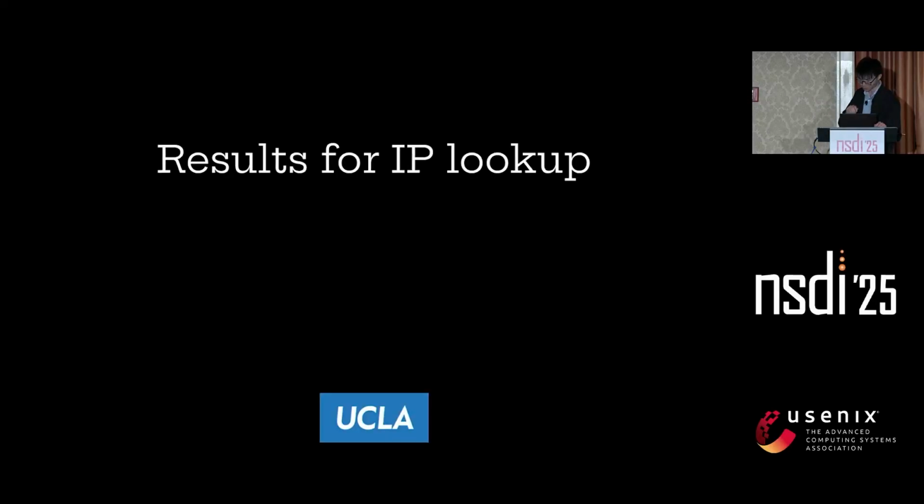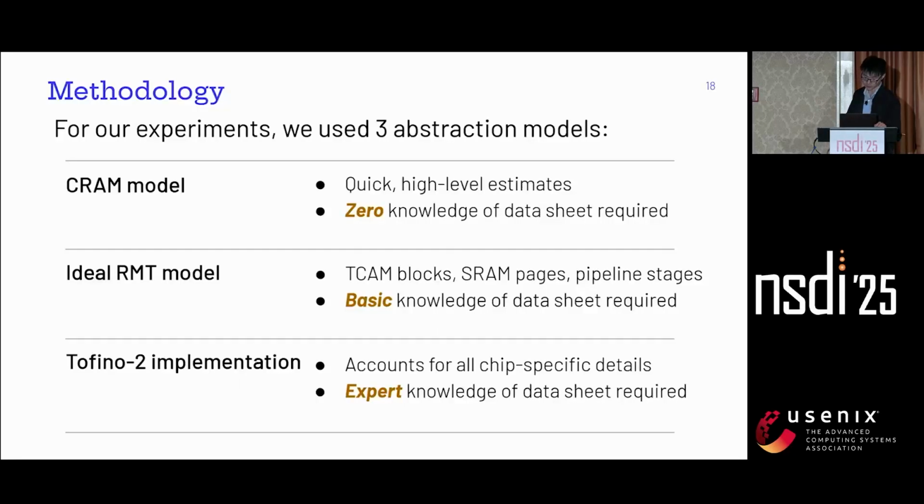So pretty intuitive. Quickly going over the results for IP lookup. For our experiments, we used 3 different abstraction models. The CRAM model we already covered. It's the easiest, the most high level, with zero knowledge of the data sheet required. We use this intermediate ideal RMT model that uses TCAM. It starts factoring in general memory specifications like TCAM block sizes, SRAM page sizes, and number of pipeline stages, and it requires basic knowledge of a data sheet.